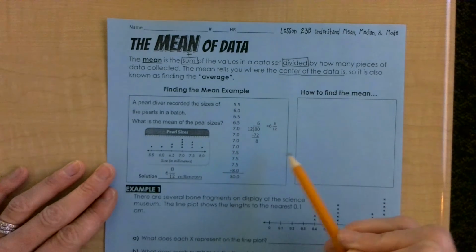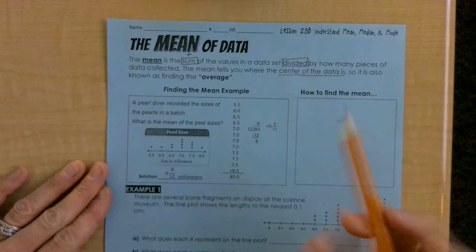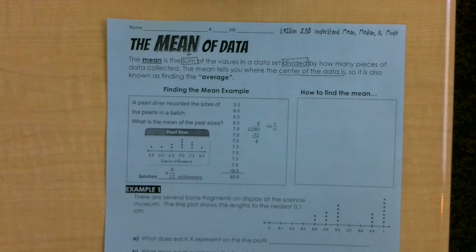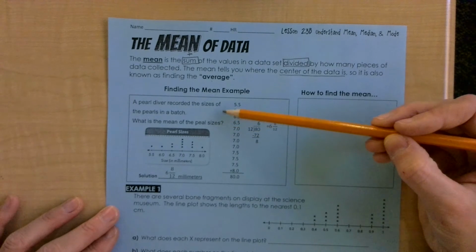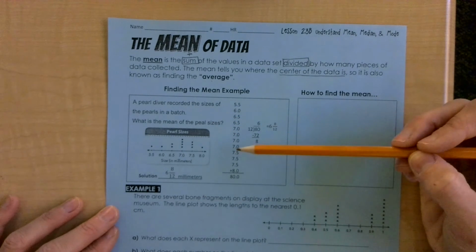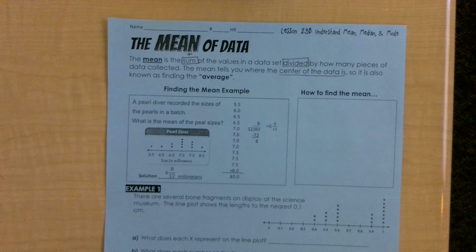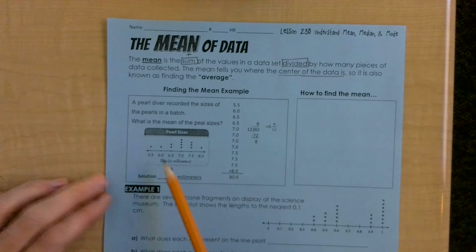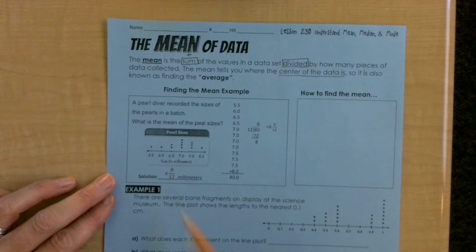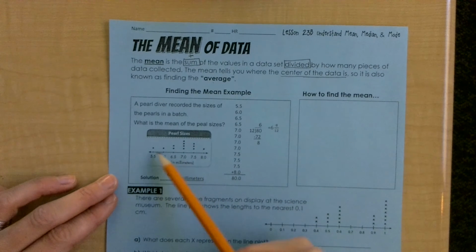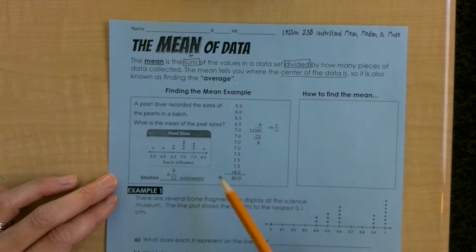So it is also known as finding the average. So the average middle piece of the data. If we look at this example here about a pearl diver recording the sizes of pearls in a batch and finding out the mean of the pearl sizes, so it was the average pearl size that was discovered, we can often look at our data in a different way, such as a graph. In this case, it's a line plot. So you can see the different pearls are plotted on the line based on their size.